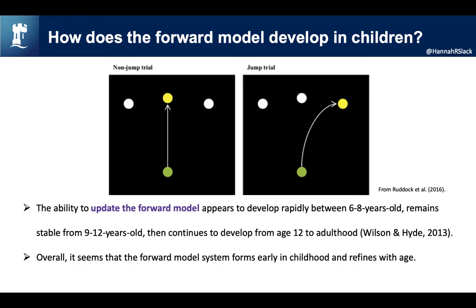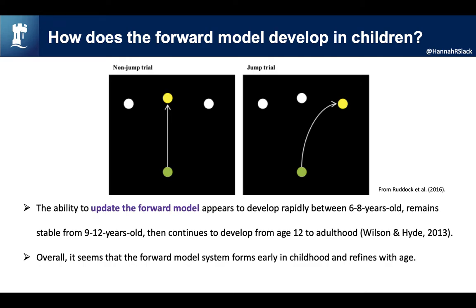Participants had to touch the target as fast as possible, and on 20% of trials the target's location altered after the participant had begun to move. These are called jump trials, and you can see an example of that on the right of the screen. So on these trials, the time taken for participants to correct their movement trajectory was recorded, and it was found that children aged 6 to 7 years old were slower to correct their reaching trajectory compared to children aged 8 to 12 years old, and those aged 10 to 12 were slower to correct their movements compared to adults. So this suggests that the ability to update the forward model in response to new information improves as children age.